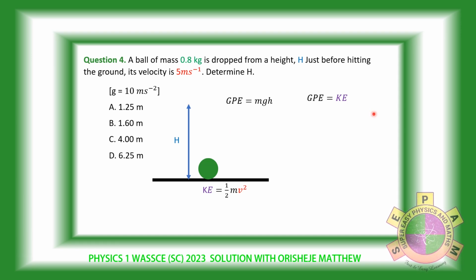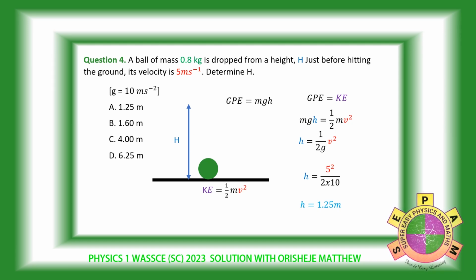So substituting, with this understanding that the total gravitational potential energy is equal to the kinetic energy of the ball after falling, we discover that on both sides the mass of the object is the same, so the mass can go off. Then the height is equal to v squared divided by 2 multiplied by the acceleration due to gravity. That gives the height of 1.25 meters.